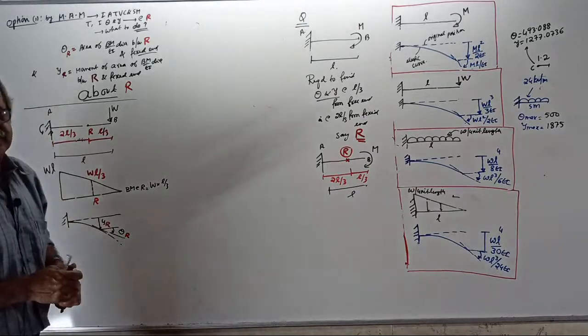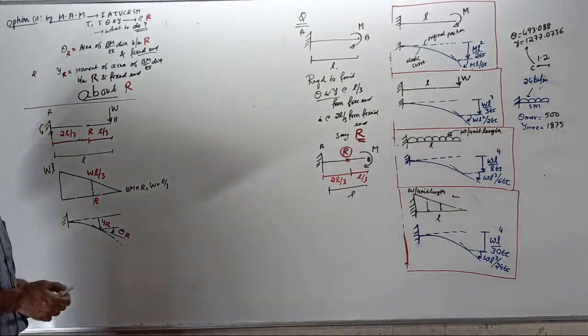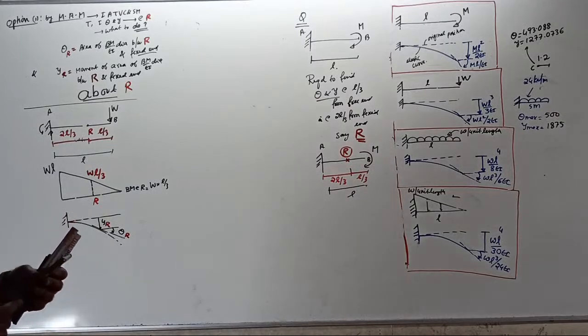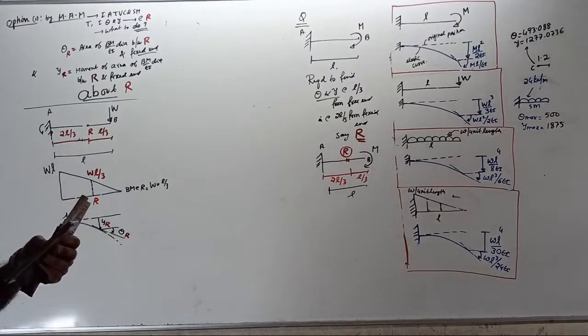Clear? Tell me fast. Clear or not? This is the diagram. This is the elastic curve. This portion is clear. If it is clear, I can go to the next step.